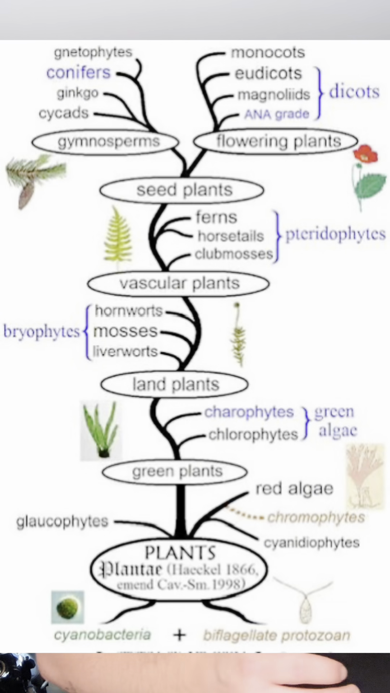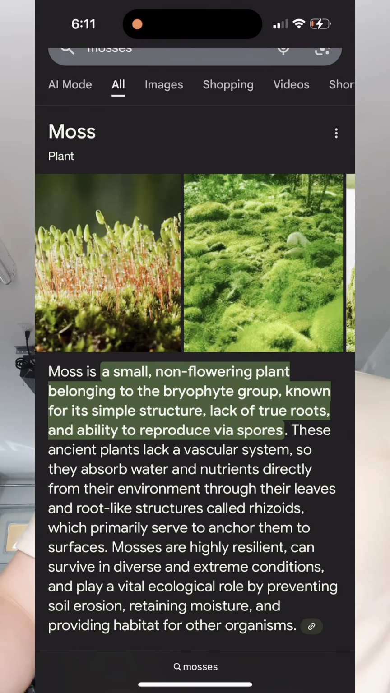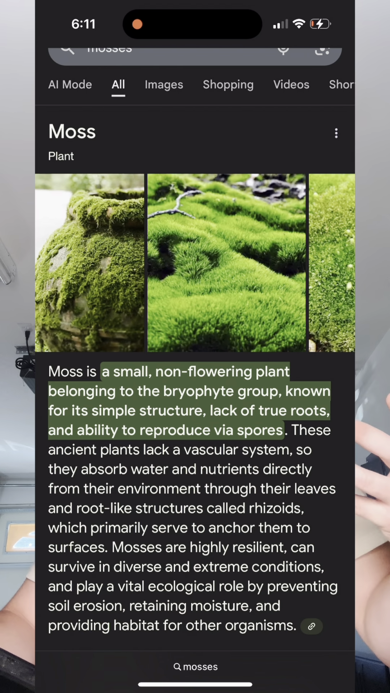we're going to start with mosses. And obviously, everybody knows what mosses are. We're pretty familiar with mosses at this point. And there's more than 12,000 species worldwide. We're finding new ones all of the time.